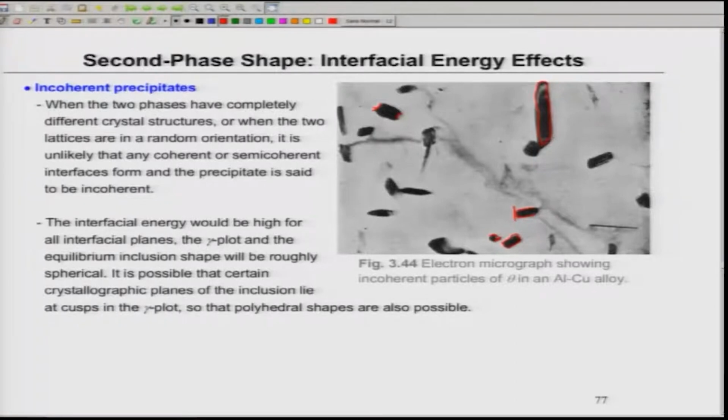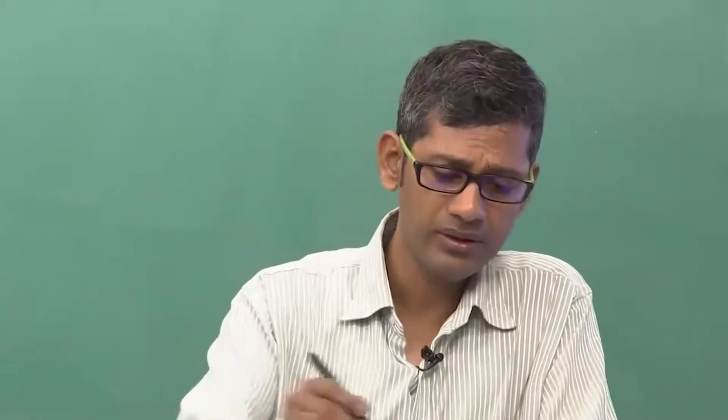So, in a normal TEM micrograph, if you look at all the aluminum copper precipitates, you can see all kinds of orientation relationships and different kinds of interfaces present on these precipitates, which we will discuss in great detail when we talk about the precipitates.